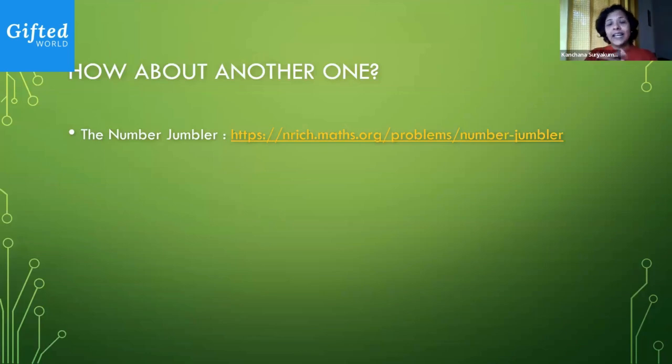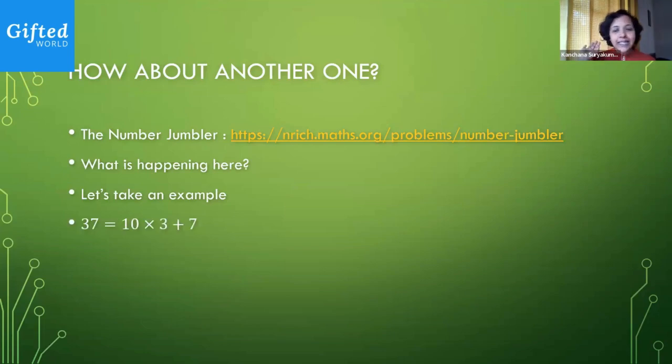Now let's try to look at this problem, like I said, in an algebraic way. Let's look at the pattern. Let's try to understand what is going on and see whether it can give us a solution. So to understand what is happening here, let's start with an example, like some of the children worked it out with me. Let's take the number 37.